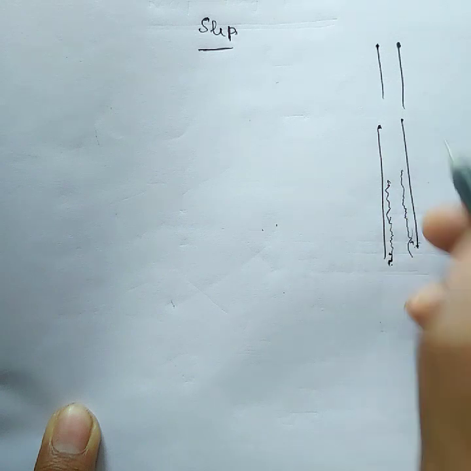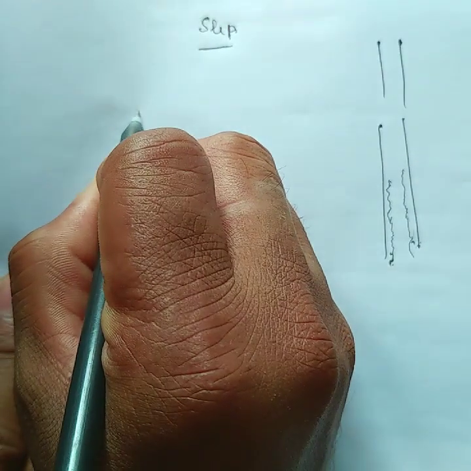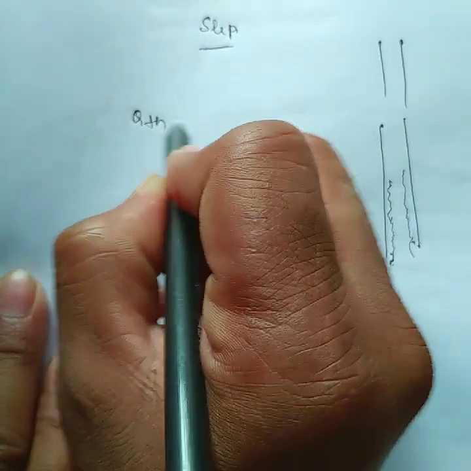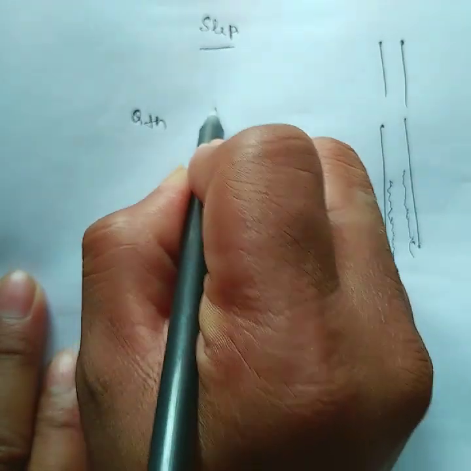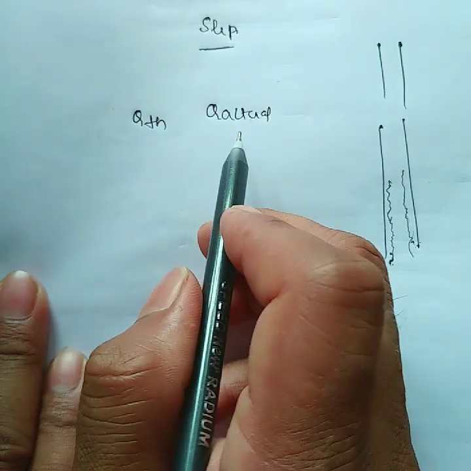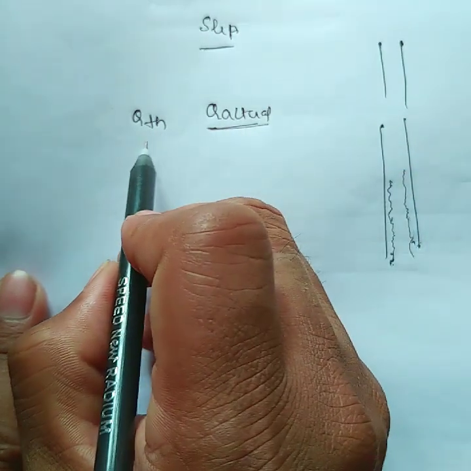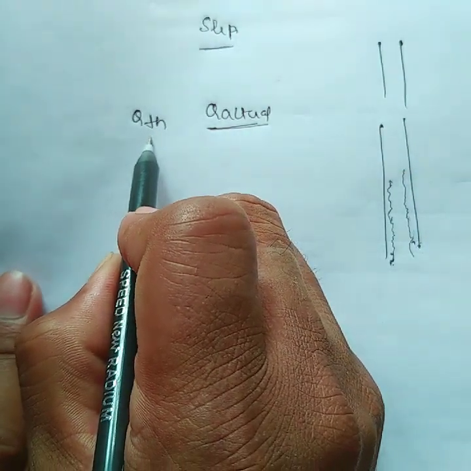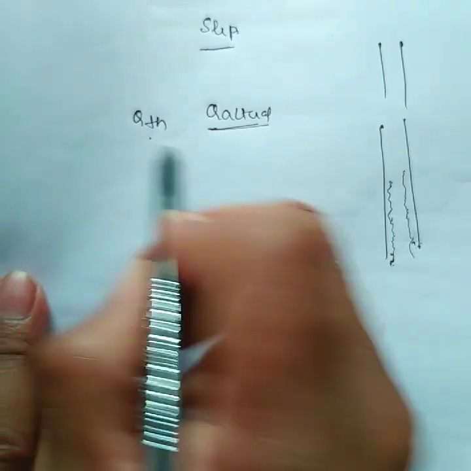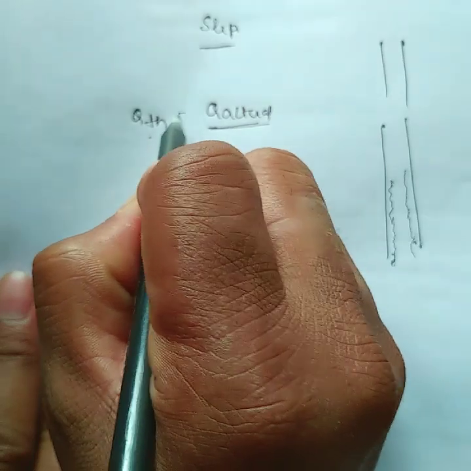When friction increases, you are getting a lesser value of the actual discharge compared to the theoretical discharge. That means the actual discharge will be less than the theoretical discharge. That is why it happens, because of this friction, and it is known as slip.